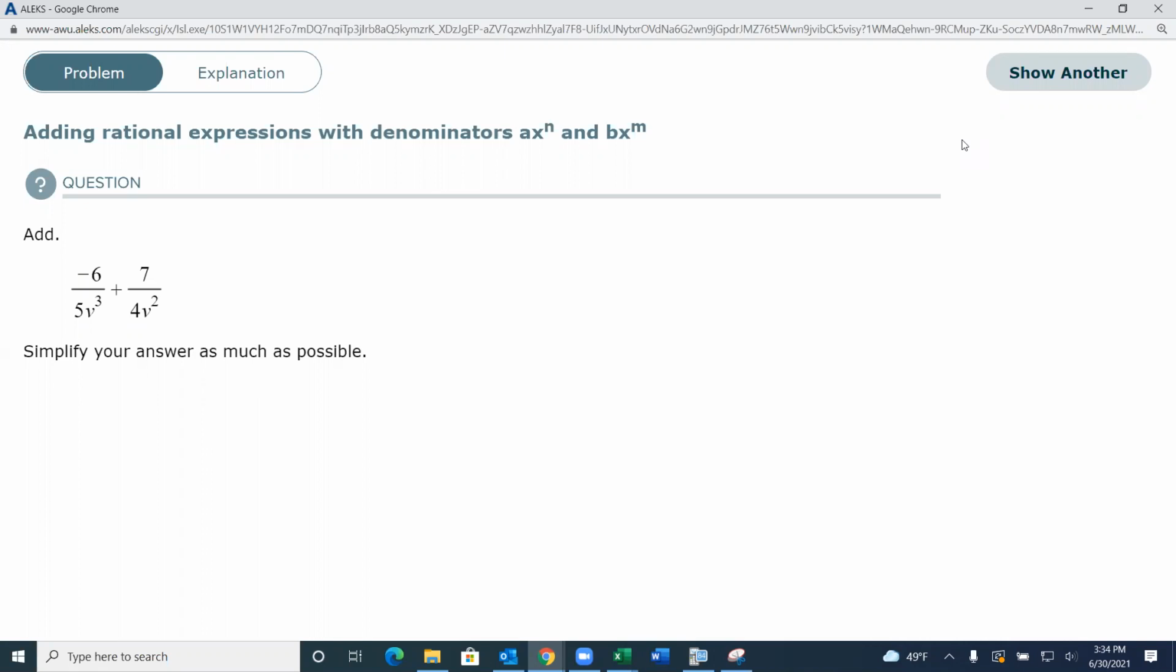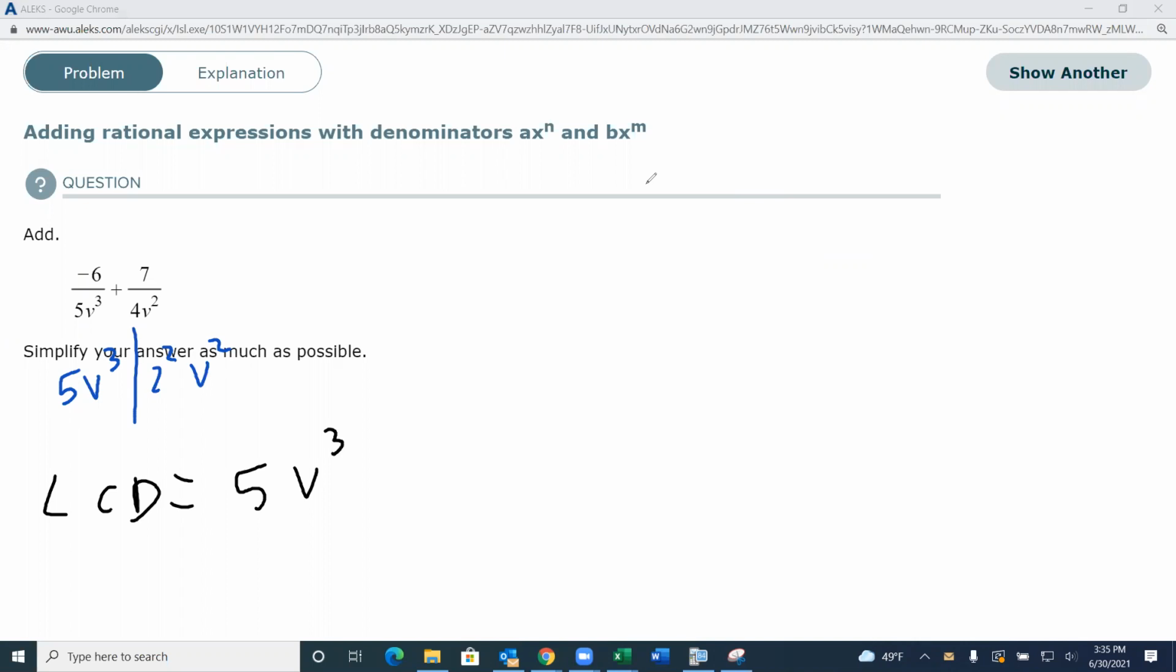Okay, so what do we got here? So once again, we don't have common denominators. So break them down. Well, the first denominator is just 5 and 3 v's. The second one, though, is a couple of 2's and a couple of v's. So we build our LCD. We need a 5 and 3 v's and a couple of 2's and a couple of v's. Well, we've already got at least 2 v's here, so I won't put any more in. And that'll be 20v cubed.